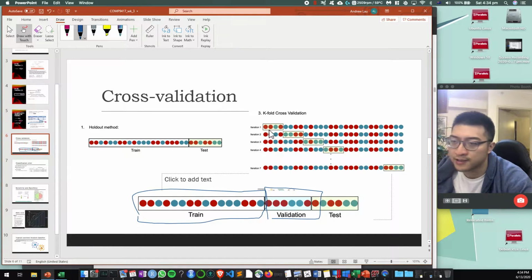I just realized what these dots were. They're the classes, the binary classification. In this case, we are doing k-fold cross-validation, and here we're doing 7 folds. What you do is subset your training data set, and this entire block here is your training data set.